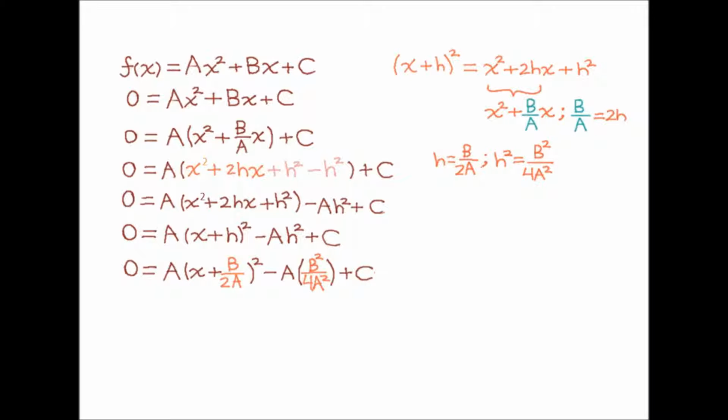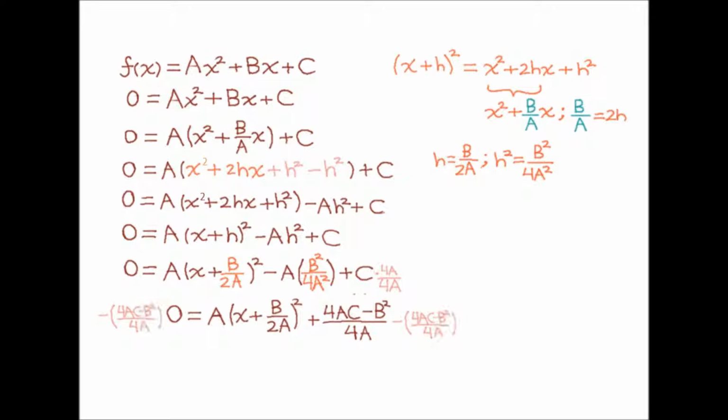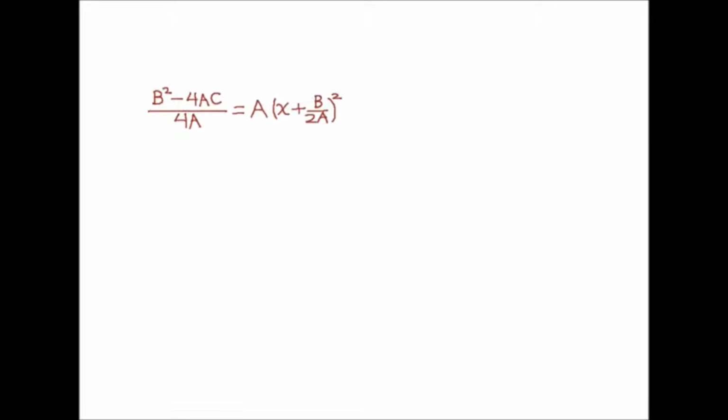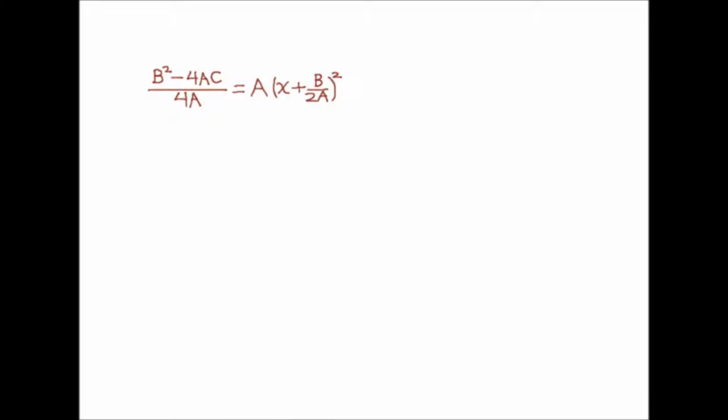We then multiply c by 4a over 4a to get a common denominator of 4a with the only other term outside the square expression, and merge both the terms into one. By doing so, we have 4ac minus b squared over 4a added on the outside. We subtract this term on both sides, and by distributing the negative, we get b squared minus 4ac all over 4a equal to a times the quantity, x plus b over 2a squared. Now we divide by a on both sides and get an a squared in the denominator for the left side.